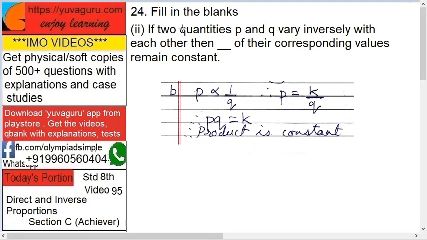Next, if two quantities P and Q vary inversely with each other, then dash of the corresponding values remains constant. Here inversely means what? P is inversely proportional to Q. So Q is in the denominator, P is in the numerator. So P equals K upon Q. So PQ equals K. K is what? Constant. So their product is always constant. So here the answer will be product.